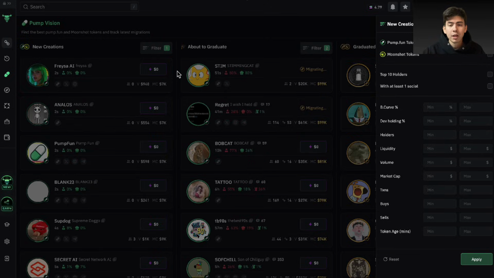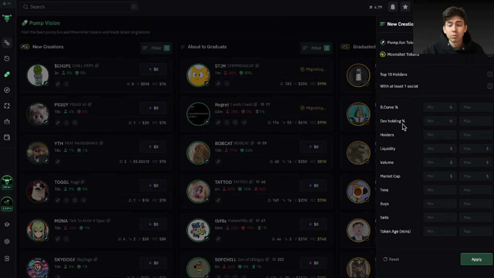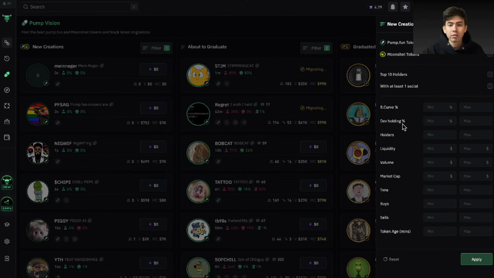Keep in mind that's how I like to trade, but for beginners I would suggest putting a filter for the dev holding percentage, so that the dev doesn't have a big holding percentage and can't dump on you hard.